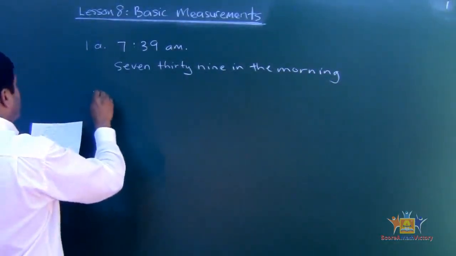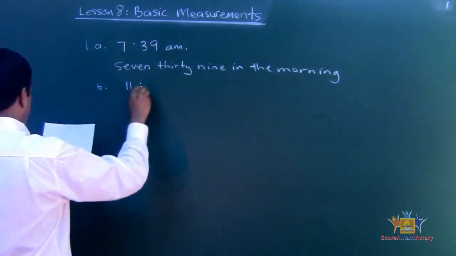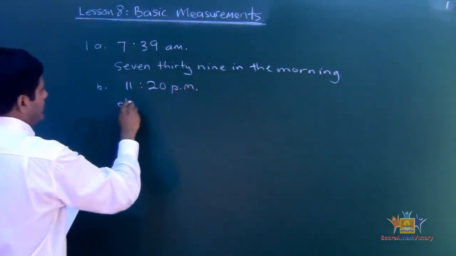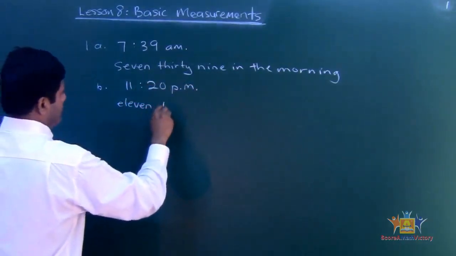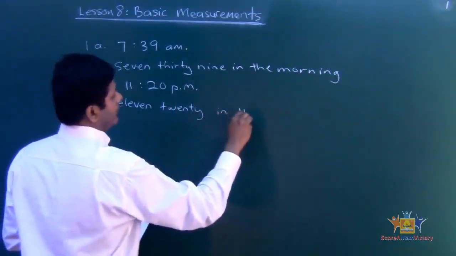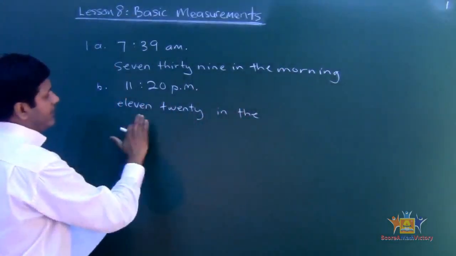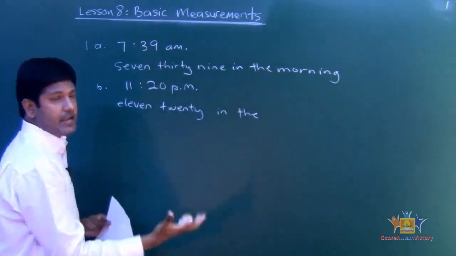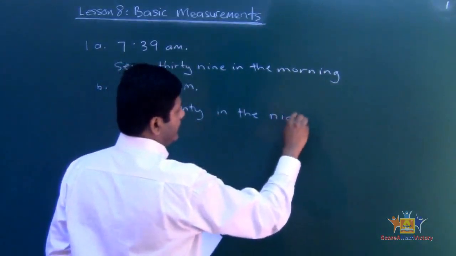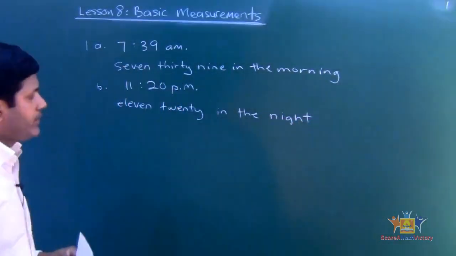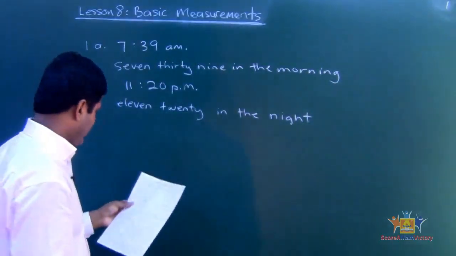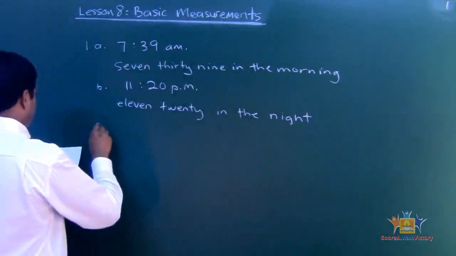Let's look at B. Now B, you're given 11:20 PM. So that means 11:20 in the PM. So this is 11, so you know that it's kind of night. So in the evening, or you can put in the night. So 11:20 in the night. All right.